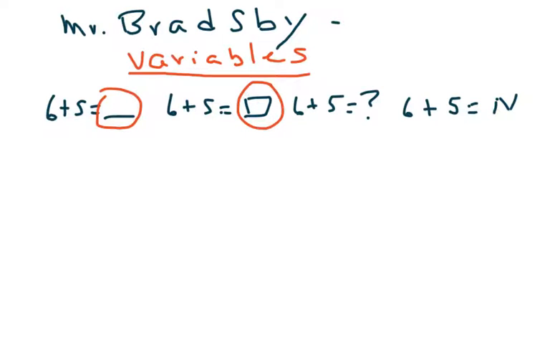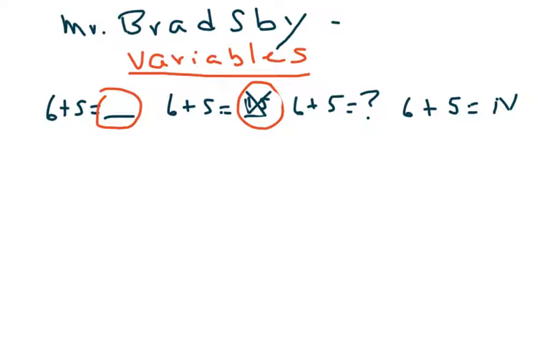Now, what would go in there? What would we put in the square? 6 plus 5 is, that's right, 11. So that makes it true. 11 makes it true. But what if I put, say, 15 in the square? 6 plus 5 is 15? No, that's false. So some things you put for a variable could be true, and some could be false. Typically, we're looking for those that make it true.